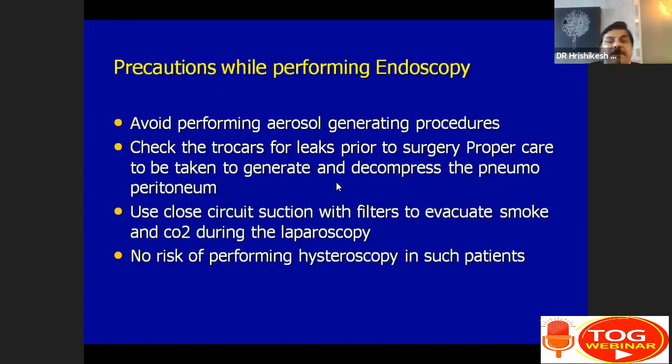What about endoscopy? Avoid performing aerosol generating procedures. The most important aerosol generating procedure is when you are putting the trocar in, creating the pneumoperitoneum, or removing the pneumoperitoneum, or you have done cauterization, there is smoke inside the abdomen and you are sucking it out. This has to be all done under a closed circuit. If this smoke gets released into the operation theater, it can be inhaled and you can become COVID positive. So you must check the trocars whether they are leak proof or not before you insert them. Whenever there is smoke generation in the abdominal cavity, you have to suck it out by a closed circuit suction with a filtration system interposed in between. If you don't have these precautions, then you need to go for open surgery. So this is the recommendation.